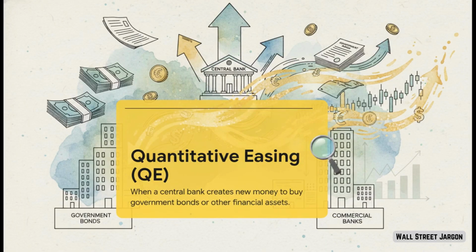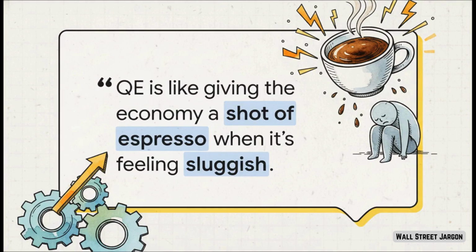So what is it really? At its core, QE is when a country's central bank, like the Federal Reserve here in the US, basically creates new money out of thin air. It's all digital. Then it uses that new money to buy things like government bonds from big commercial banks. The whole point is to pump cash directly into the financial system. Probably the best way to think about it is this. QE is like a shot of espresso for a really sluggish, tired economy. It's this huge jolt of energy designed to wake everything up and get the system moving again.